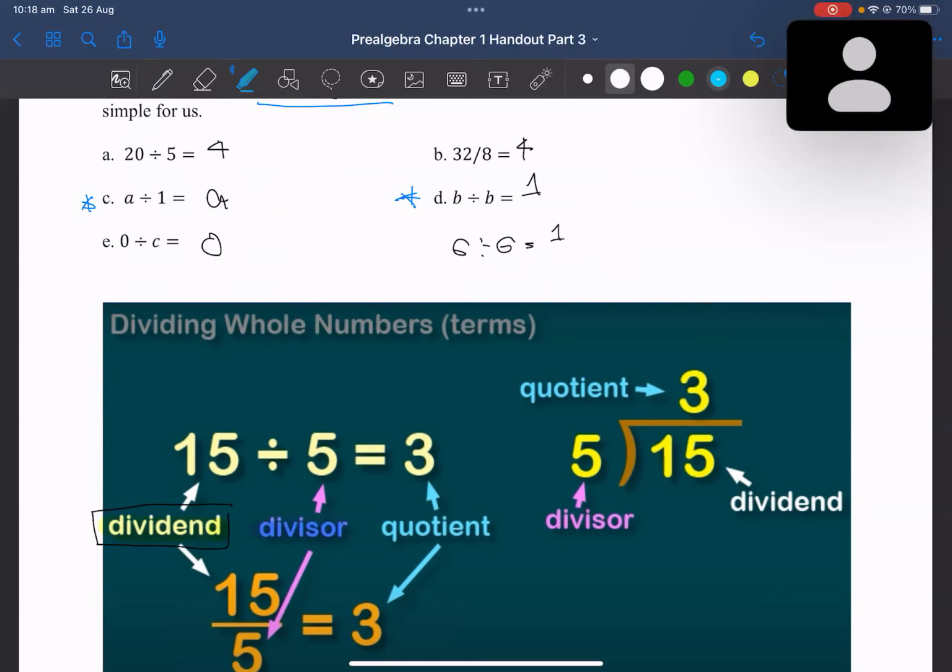But the most important term, in my opinion, is the quotient, which is the answer you get when you divide 2 numbers. So if you divide 16 by 8, what's the quotient? 2. It's the answer, which is 2. The answer is the quotient. Does that make sense about these terms? Right, good.